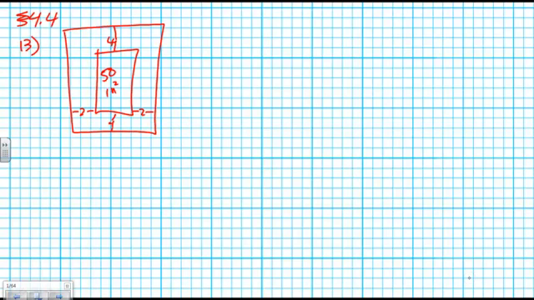So here's problem number 13. We've got this 50 square inch thing in the center of a frame. The frame's got 2 inches on the side and 4 inches on top. And we want to find out the overall dimensions that will minimize the amount of paper used.